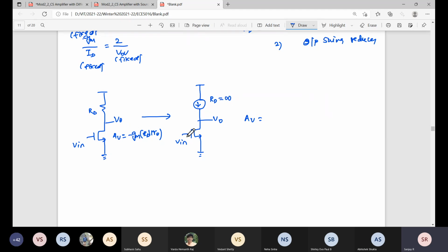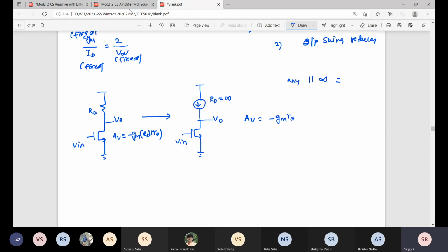If RD is equal to infinite, what will be the gain? Anything parallel with infinite, what will be the answer? Minus GM R0. Fine. Good. So minus GM R0. You can see how we get minus GM R0.